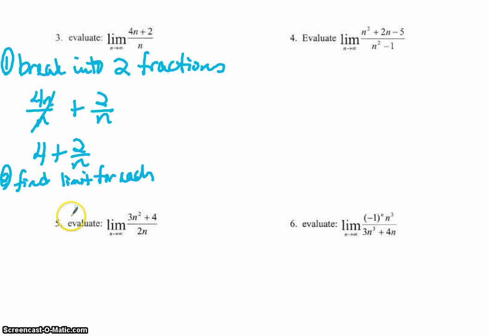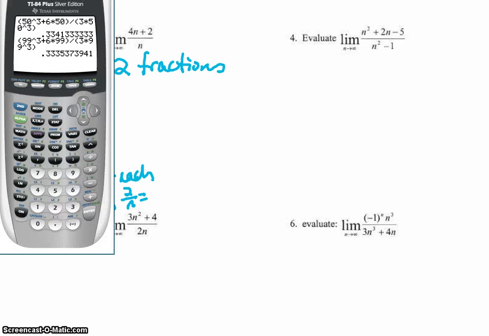So, the limit as n approaches infinity of 4 is going to be equal to 4, because there's no variables. The limit as n approaches infinity of 2 over n, okay, well, pick some numbers and put in there. What is 2 divided by 100? Okay, let me clear this, and let's try this one more time. 2 divided by 100 is 0.02.